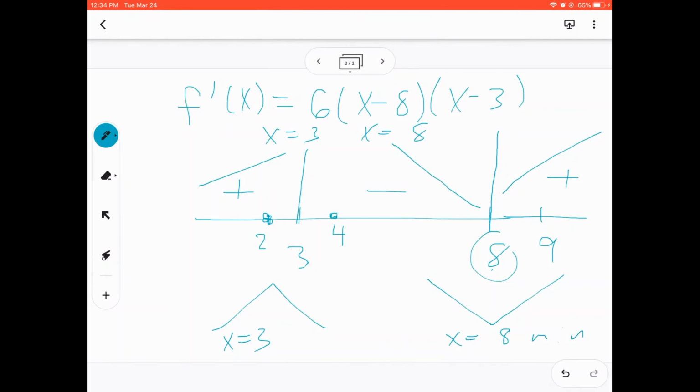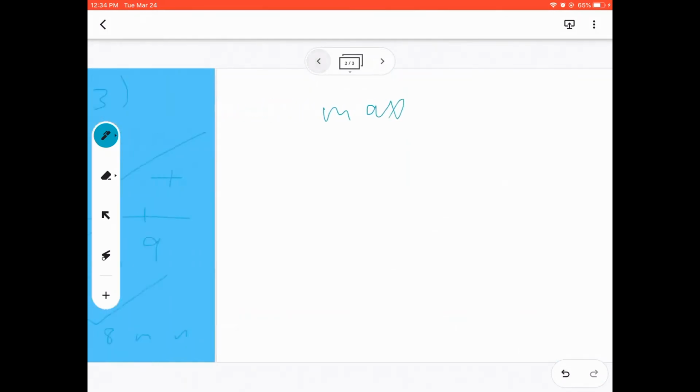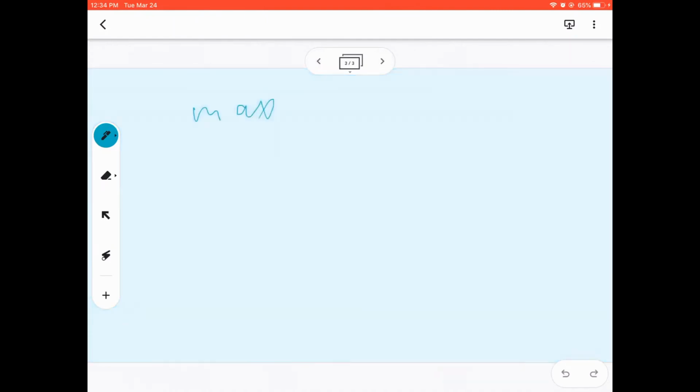And that's it. We found all relative extrema. We have a max at x equals 3, and a min at x equals 8. And that's about it.